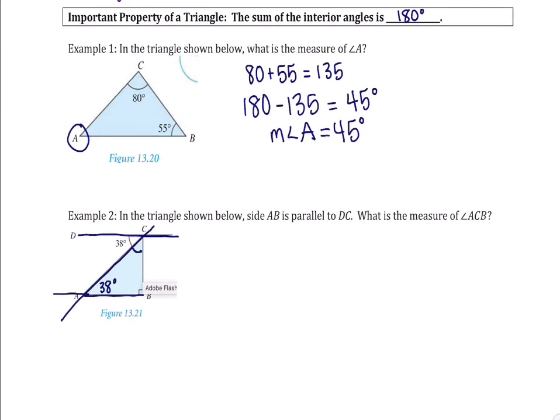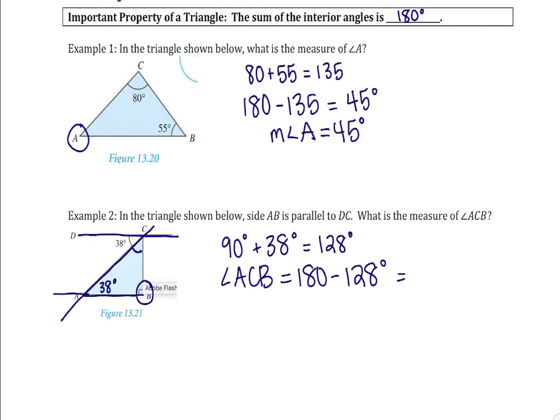Knowing that, we now know that there's a 90-degree angle there at B because of the little square, and we just found the 38-degree angle. That adds up to 128 degrees. Angle ACB is going to equal 180 minus the other 2 angles in the triangle, which will give us 52 degrees.